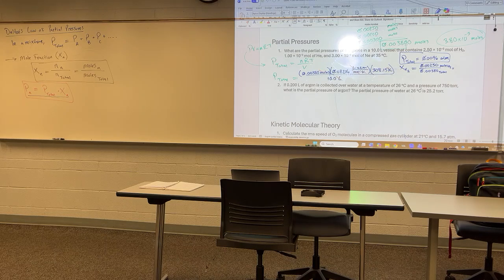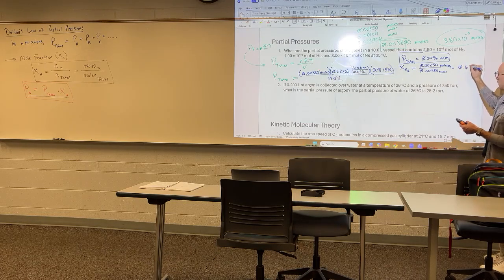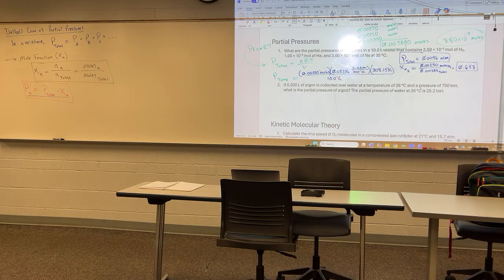Let's round this to 2 sig figs. Or I guess we could have done 3 sig figs, huh? 0.658. Why is there no unit? Moles and moles cancel. And it's a fraction. It is meant to be a ratio, not a unit.